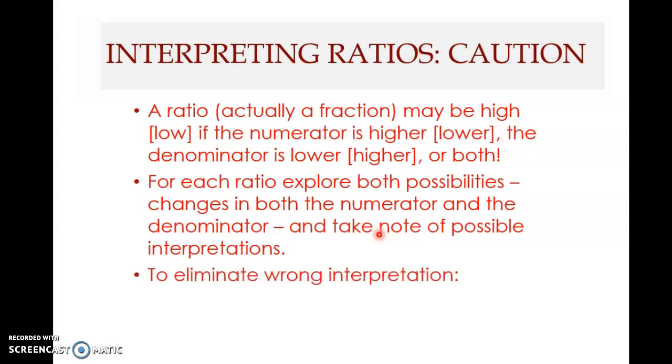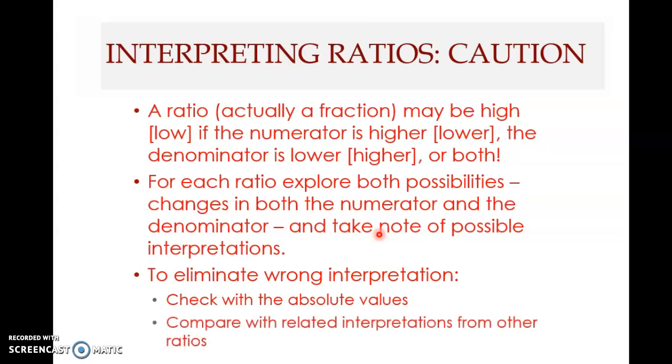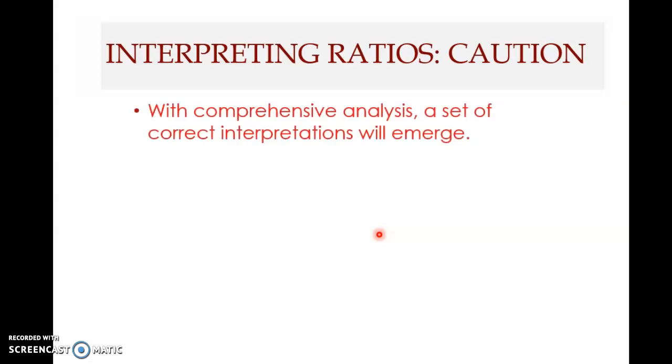And to eliminate wrong interpretations, what you need to do is check with the absolute values. Don't only look at the ratios, you must also look at the change in the absolute values over time, and also the absolute values between two companies, for example, the company and the competitor. Then you also compare with related interpretations from other ratios. With comprehensive analysis, that means you look at many ratios, both the competitor and previous years, then a set of correct interpretations will emerge.